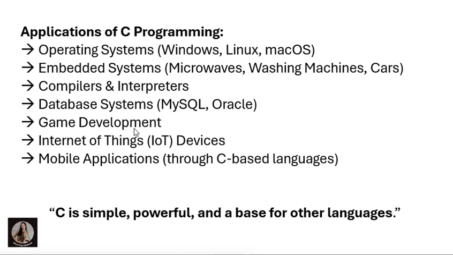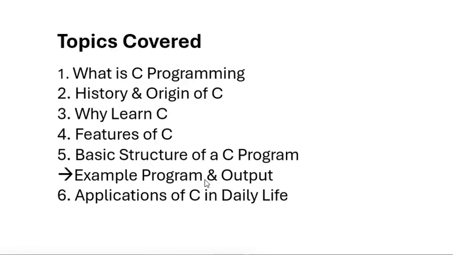Game development. In developing games also we use C programming. Internet of Things, IoT devices you can see in daily life. There also we use C programming. Along with that, in mobile applications, many of the applications are developed in C. Not only in C, they are developed using Java, Python, C++, anything. We can use C as well to develop the applications. Here, C is a very simple language, a powerful programming language and the base for other languages like C++, Python. Very simple, clear. I hope you are very clear with these topics now.